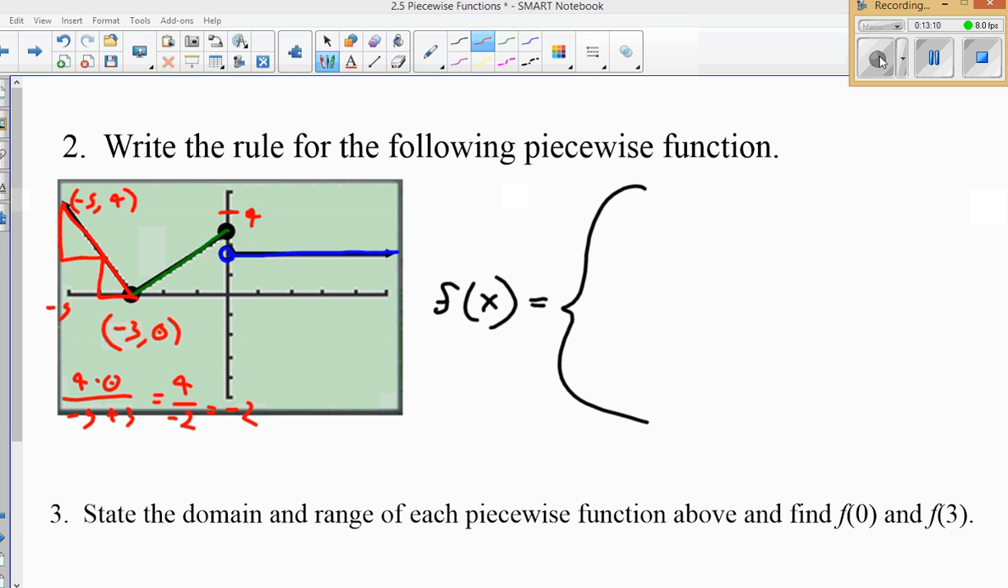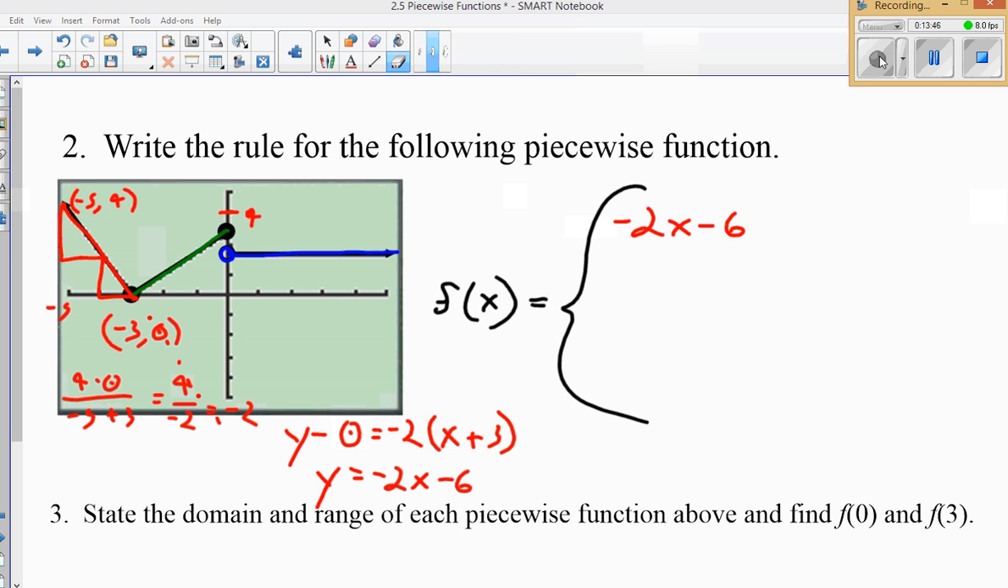Okay, it includes the point -3, 0. So point slope form, I can do y minus 0 is equal to -2 times x plus 3. Change the sign there. And I get the equation of my line, which is y equals -2x minus 6. If I imagine this graph had come down here, it would have a y-intercept at -6, so that should make sense. So this is -2x minus 6.